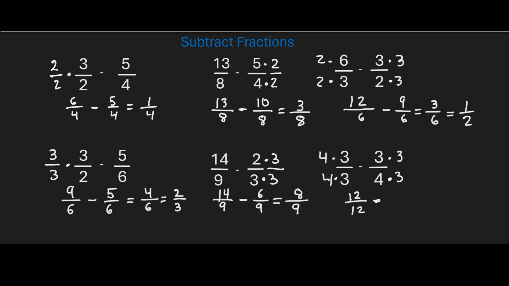Then it's a minus sign. 3 times 3, we get 9. 4 times 3, you get 12. Now, nothing will happen to the denominator. So number 12, just bring it over. And then 12 minus 9, you get 3. And can you see that number 3 goes into both of them? So that means that we can divide by 3. You get 1. 12 divided by 3, you get 4. And that's the answer.